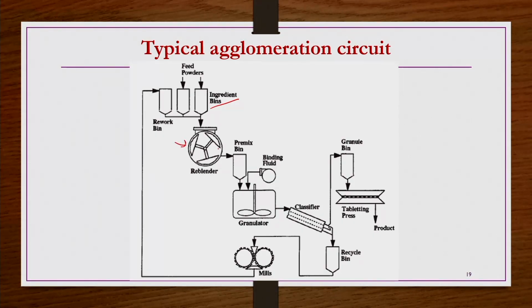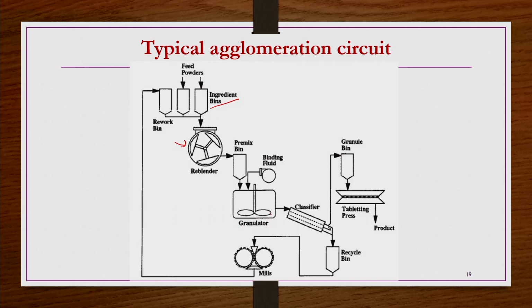So, this blender rotates, and it has a kind of agitative provision. When it rotates, the agitation takes place. From here you take that material to the premix bin and then add the binding fluid here, and then you do a kind of mixing so that granulation takes place, right.